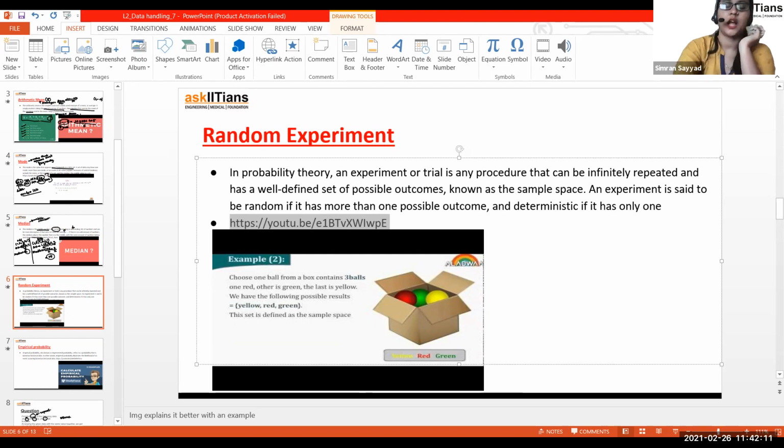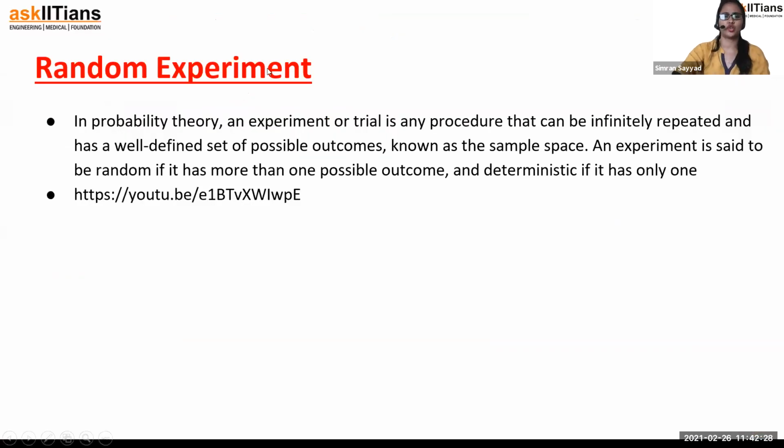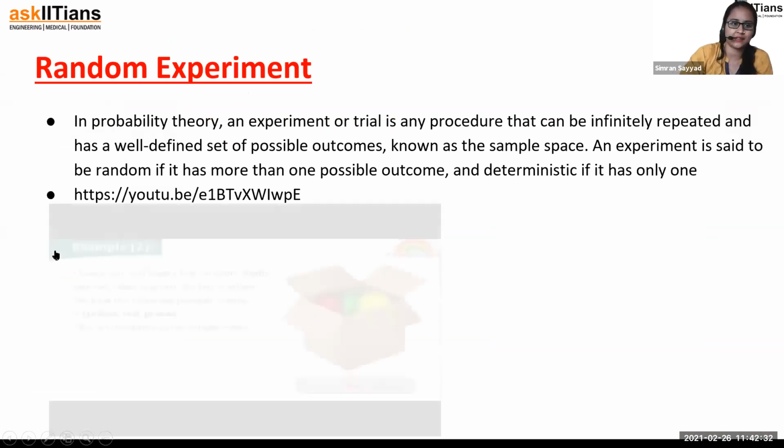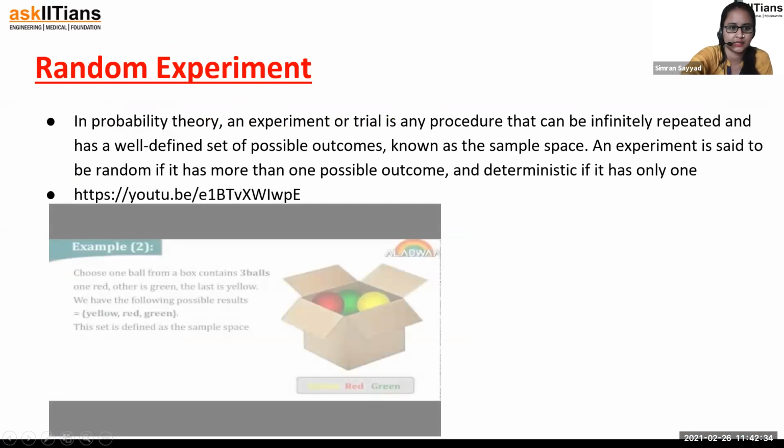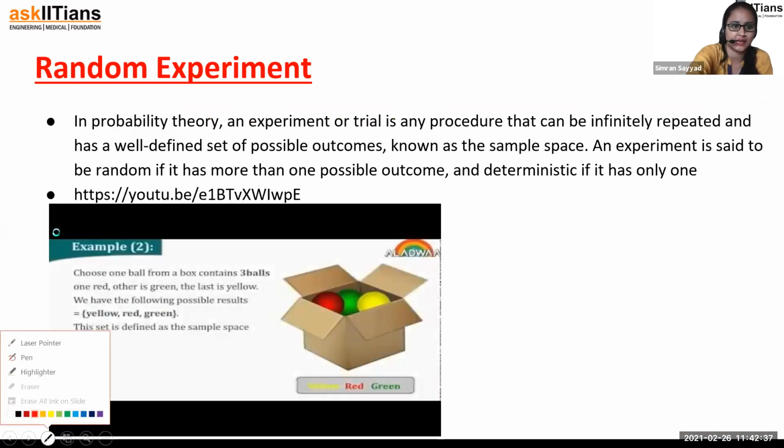So, okay, I hope students you have understood what a random experiment is. As I already mentioned, a random experiment is nothing but an experiment which we consider to show the example, right? So first I'll consider a die. As they considered the dice, I'll consider the die part and I'll explain it to you.